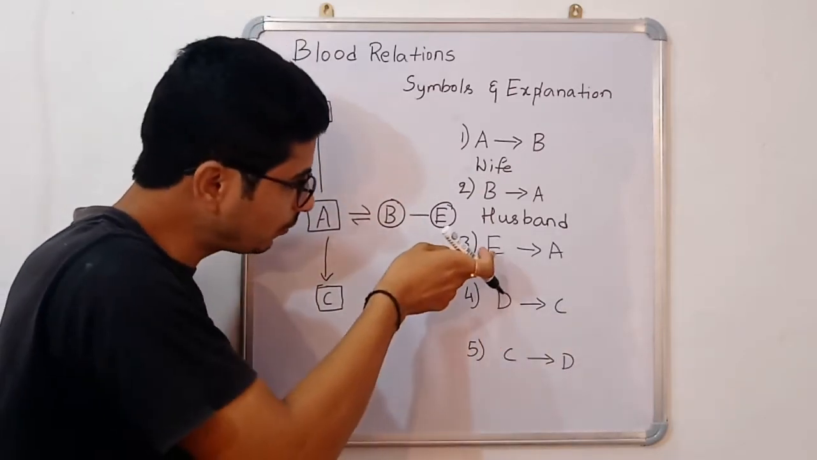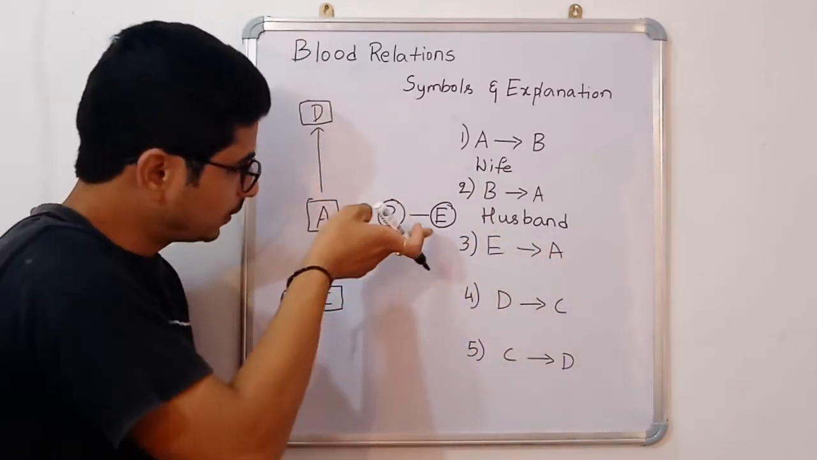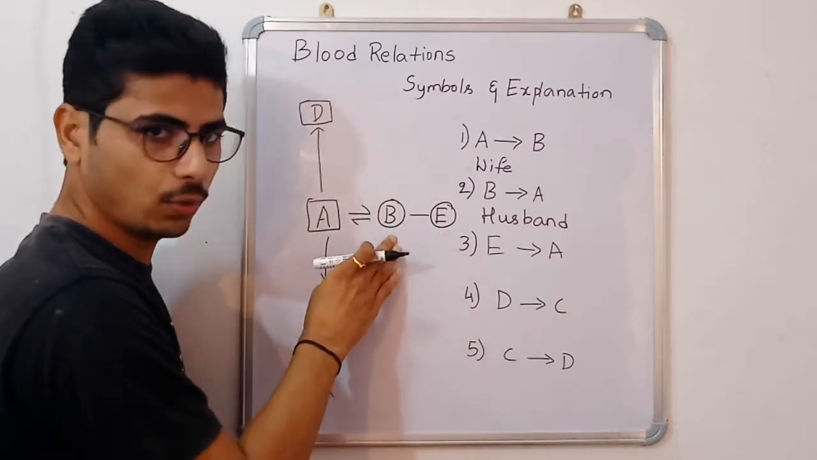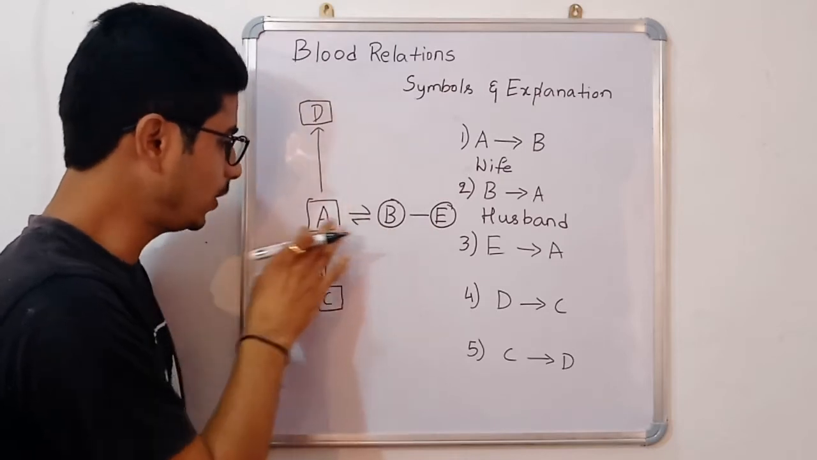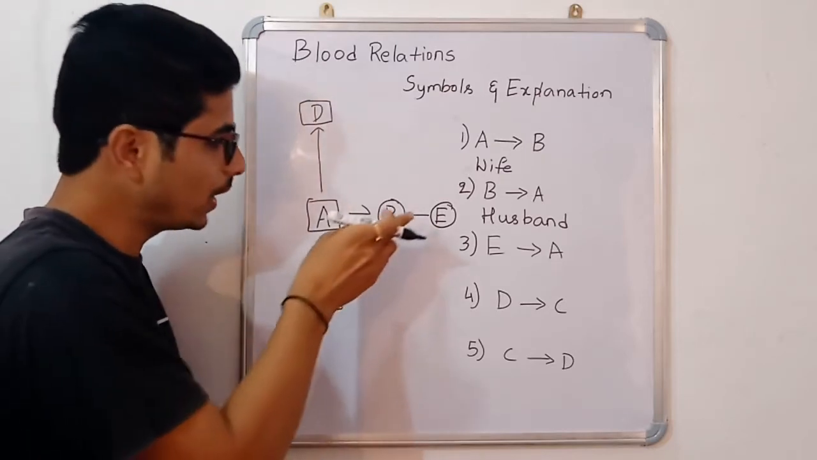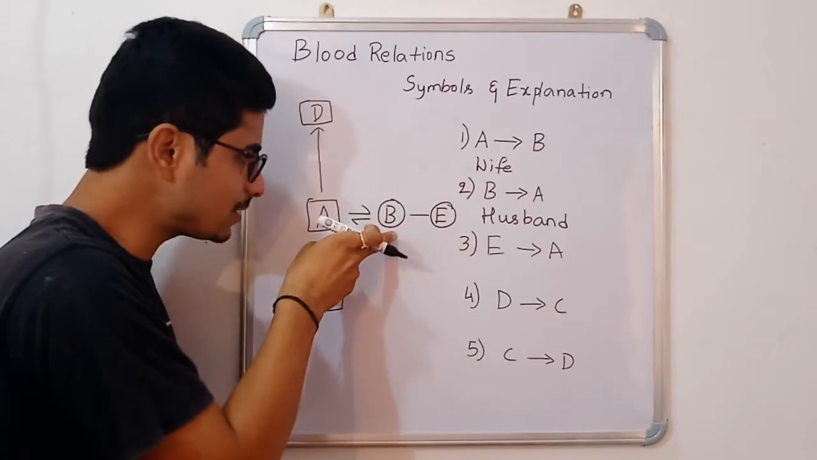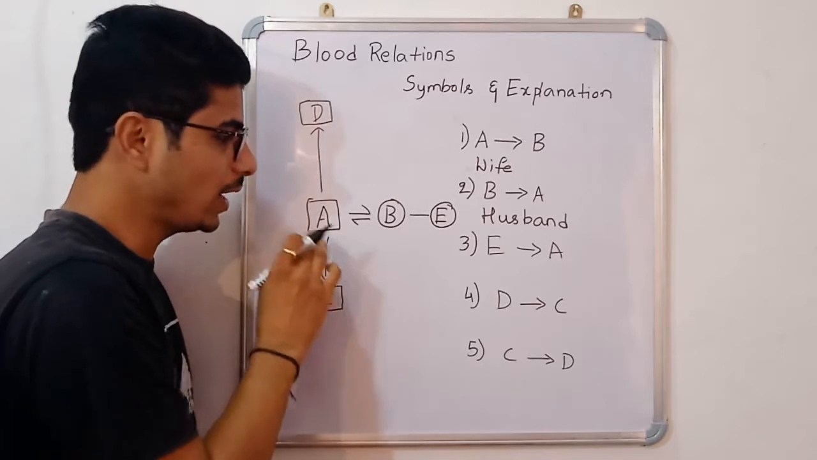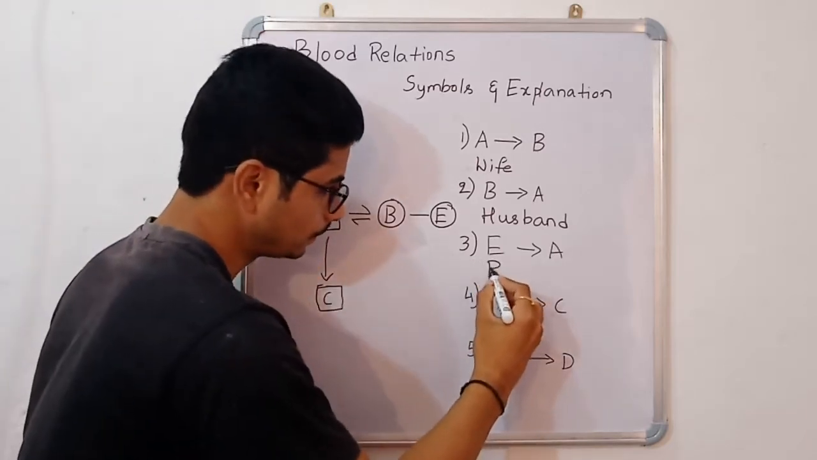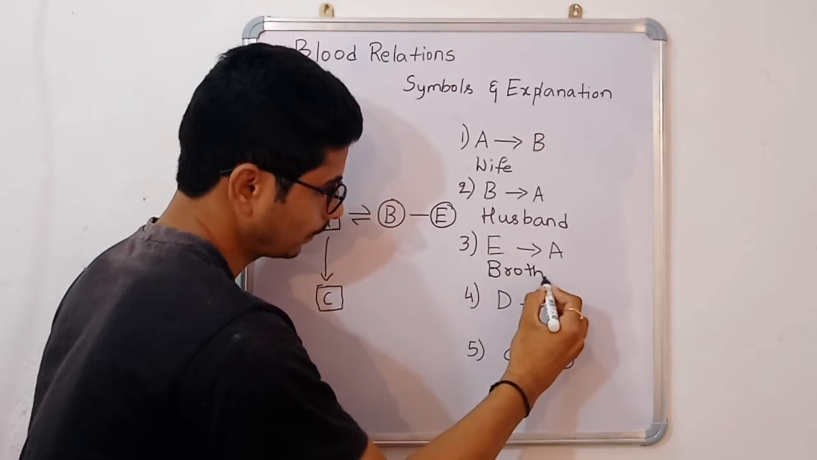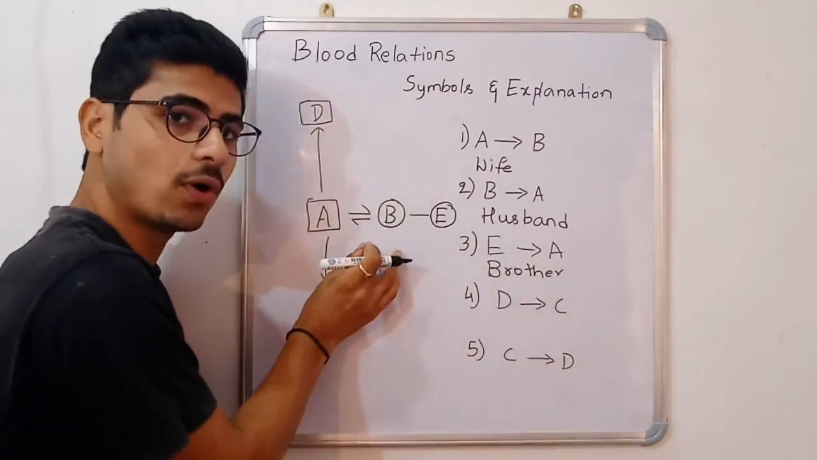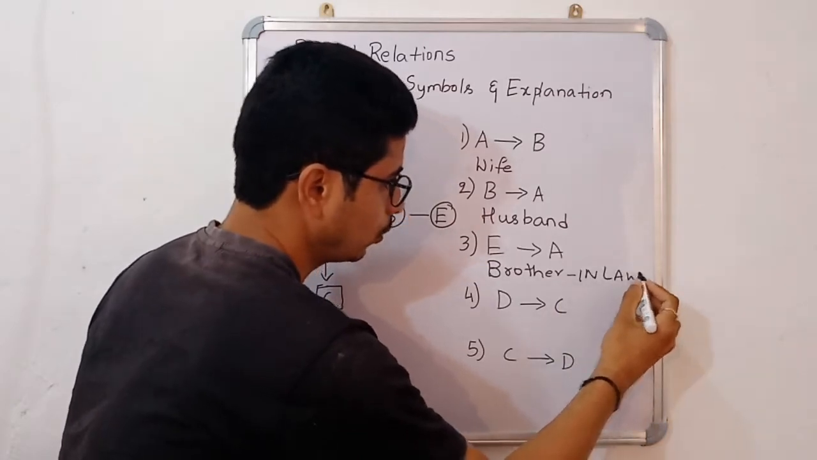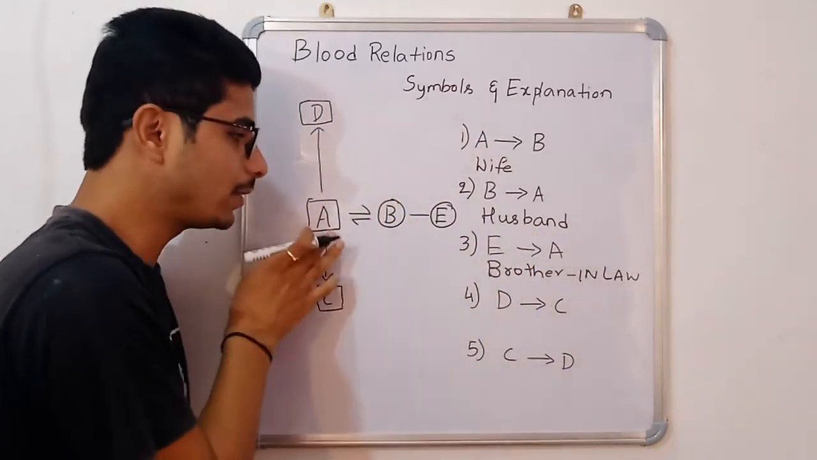Next, we need to see from E to A. So this E has a sister who is B, right? And this B is married to a guy who is A. So this E needs to call his sister's husband, a male, so it will be brother. As a family relation is involved, it will be in-law. So this E will call A brother-in-law.